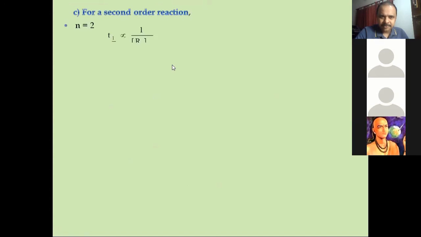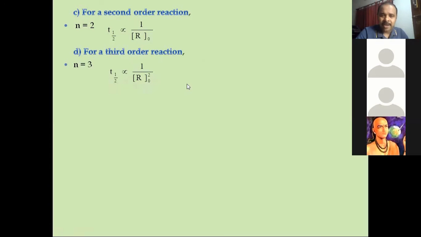Look at this. This is what I was saying. If half-life is directly proportional to 1 by R naught, it means when you plot half-life versus 1 by R naught, it has to give a straight line passing through origin. Then it is second order. If half-life versus 1 by R naught is not a straight line, it is not a second order, that's all we can say. We can't say it is first order. We have to plot again. Similarly, if I plot half-life versus 1 by R naught square along x-axis, then it should give a straight line passing through origin. Then it is a third order. If it is not a straight line, it is not a third order, as simple as that.